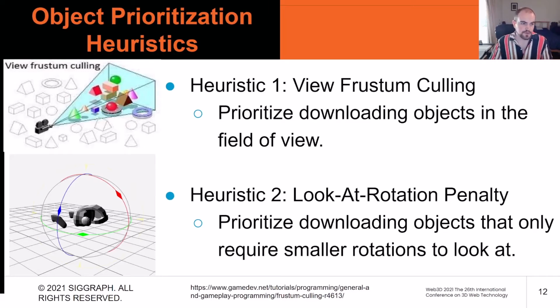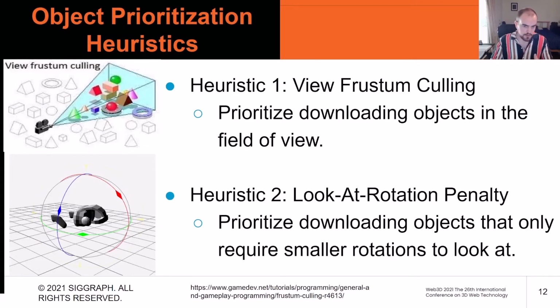So the first heuristic we could come up with was a simple view frustum culling. We parse through all of the objects, come up with axis-aligned bounding boxes that cover those objects, and quickly get rid of all the objects that do not intersect with the view frustum. That way we make sure that we never prioritize downloading an object that can't be in view.